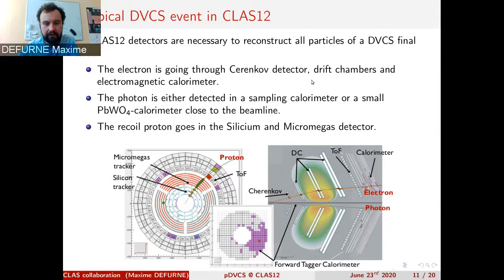So to detect, again, all the particles, depending on Q squared, t, and phi, the particles of a DVCS event are going in any part of CLAS12. And so one must really know all detectors to extract observables with good accuracy.